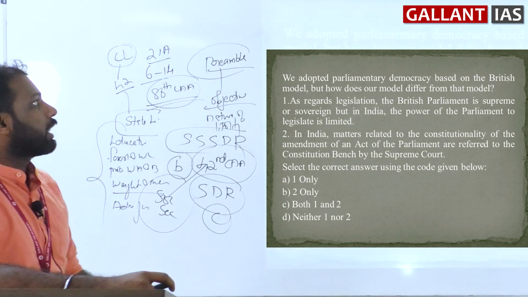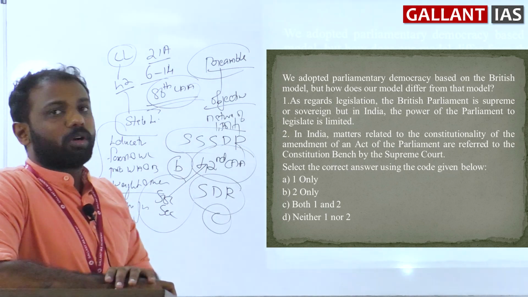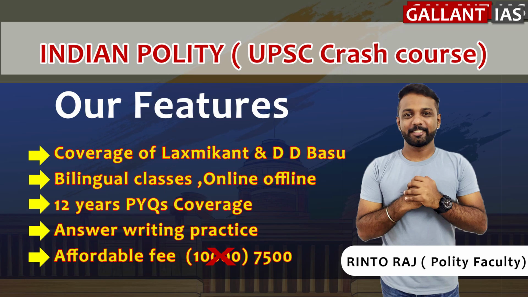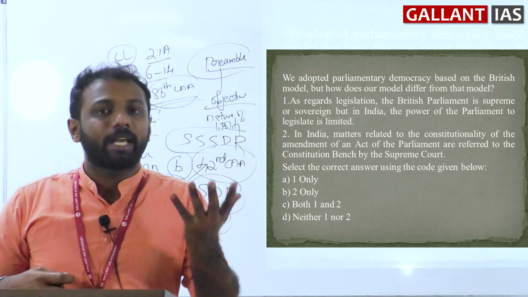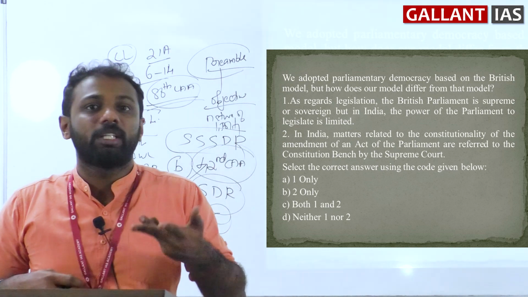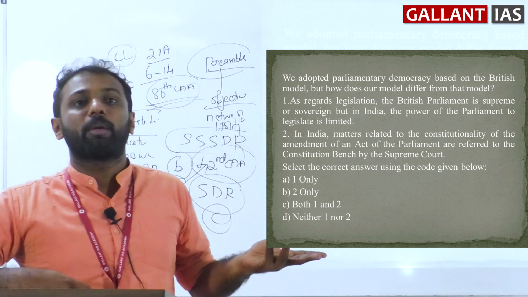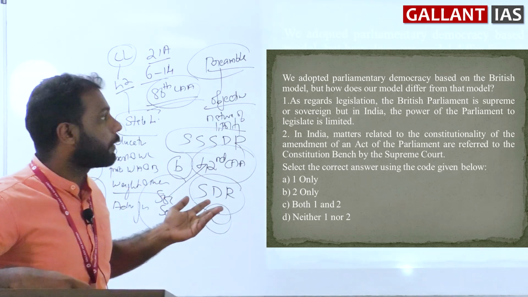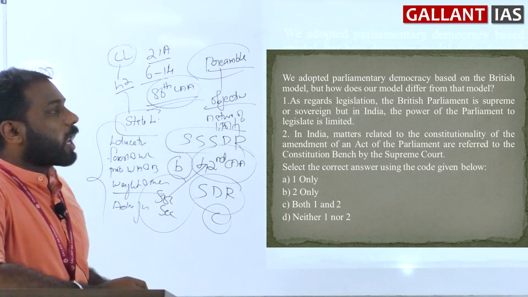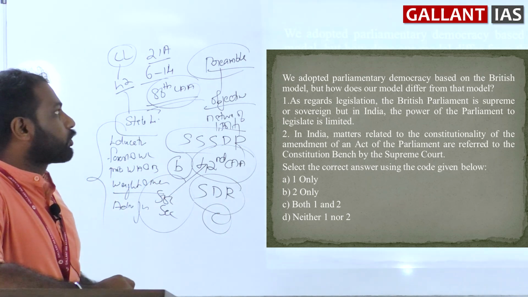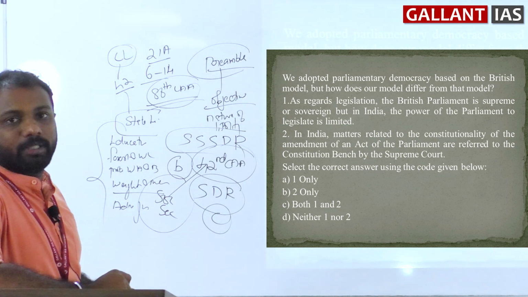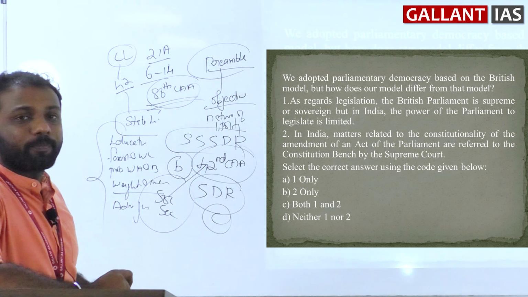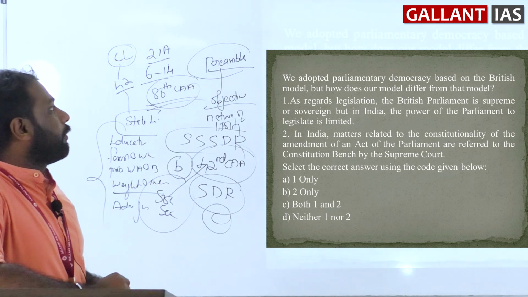We adopted the parliamentary democracy based on the British model. But how does our model differ from that model? The question asked here is, since we took the parliamentary government from the Constitution of the UK, there are some fundamental differences between the Indian parliamentary system and the UK parliamentary system. As regards legislation, the British parliament is supreme or sovereign, but in India, the power of parliament to legislate is limited. That's a correct statement. Why is the British parliament supreme or sovereign?